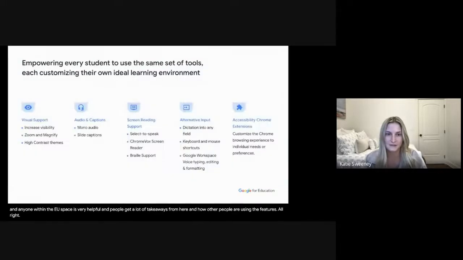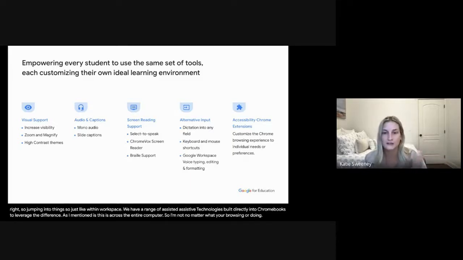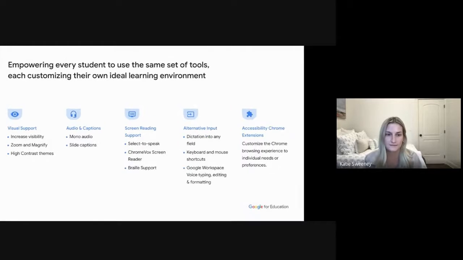All right, so jumping into things. Just like within Workspace, we have a range of assistive technologies built directly into Chromebooks to leverage. The difference, as I mentioned, is this is across the entire computer. So no matter what you're browsing or doing, you can leverage these wherever. We have different categories here: visual support, auto captioning, screen reading support, alternative input, and then lastly, some Chrome extensions. We'll dive into each of these separate categories within the upcoming slides.